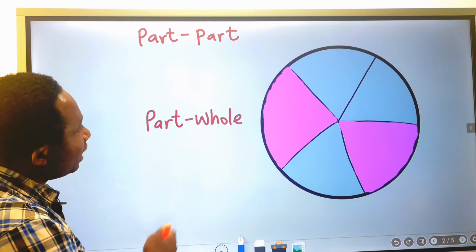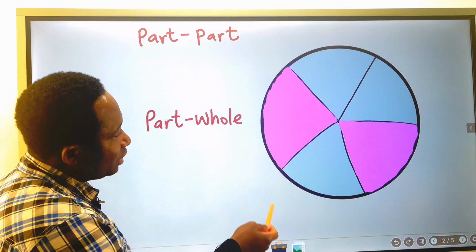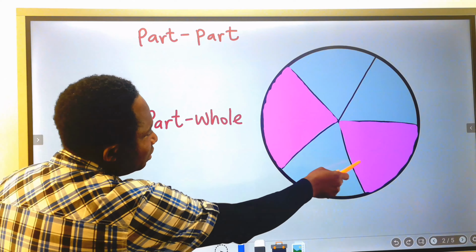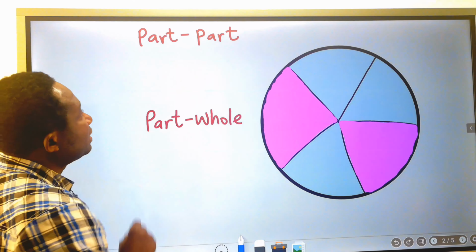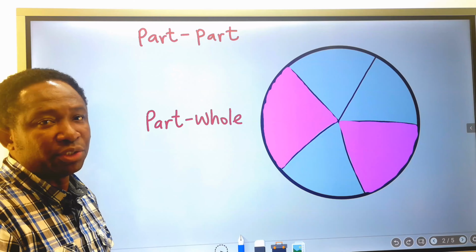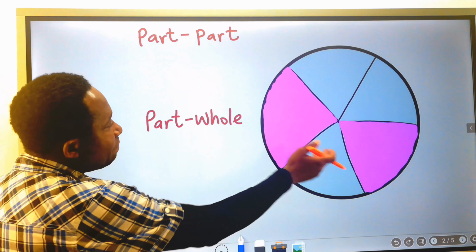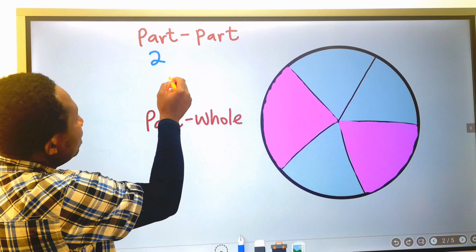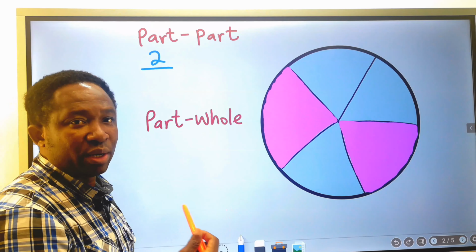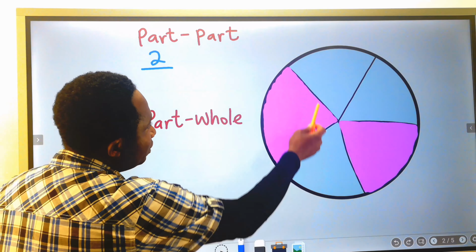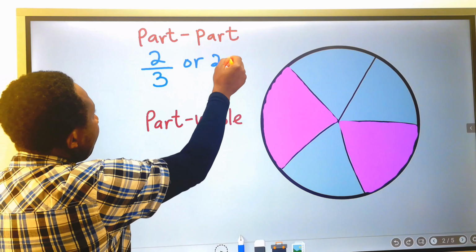Next, consider this example. This circle is split into 1, 2, 3, 4, 5. For part-to-part, 5 will never be mentioned. For part-to-part, we consider the shaded part, which is 2, and the remaining parts that were not shaded, which is 1, 2, 3. This is 2:3.